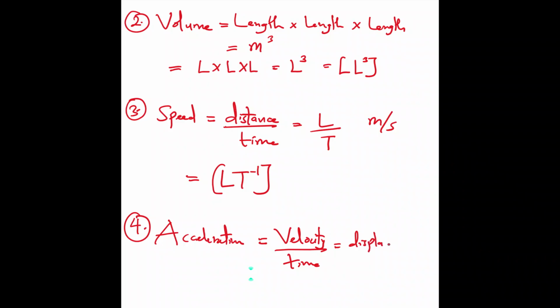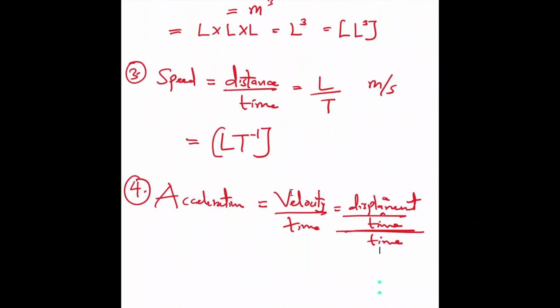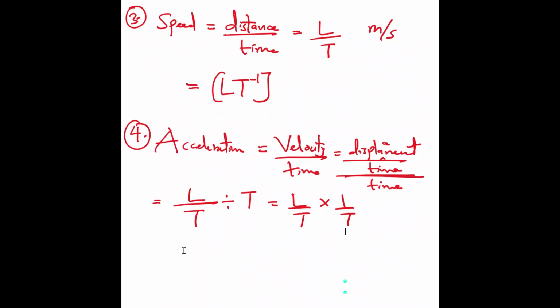Okay, and I told you that velocity is equal to displacement. The formula for velocity is displacement over time, right? Over time. Okay, so the SI unit for displacement is meters and the time is seconds, right? So I'm still going to write it as L over T divided by T, which is L over T times 1 over T. Okay, so that will be L over T squared, and I'll write it like this: LT raised to power minus 2.